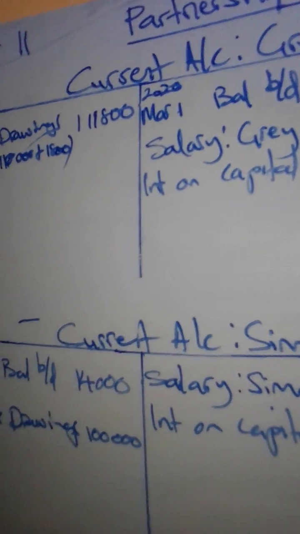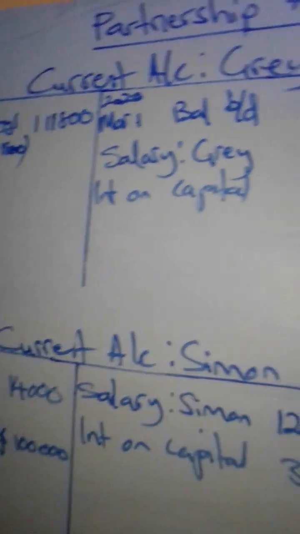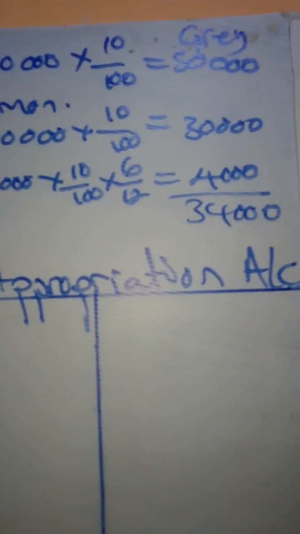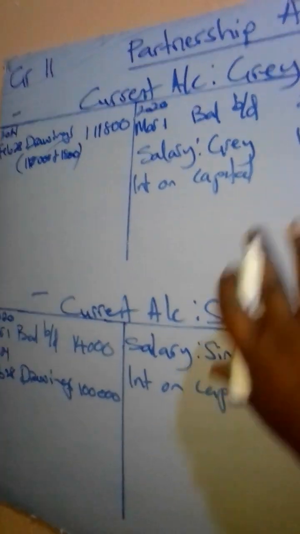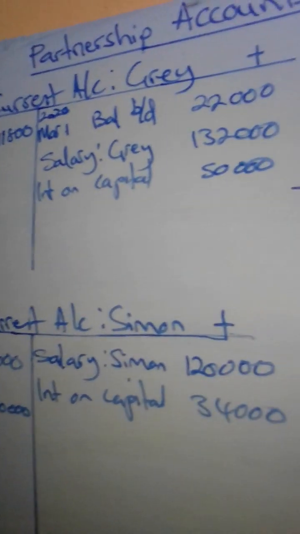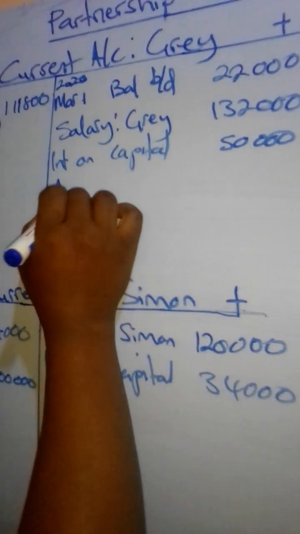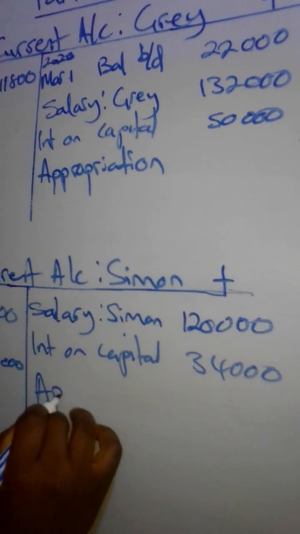Okay, so far what I can say is that, let's say for example we're doing the notes to the financial statements. What we have just done so far on the credit side is the primary distribution of profit. We indicated the salaries, the interest on capital. What is left is for us to do the final distribution, and the final distribution is done in the appropriation account. So we need to indicate appropriation.